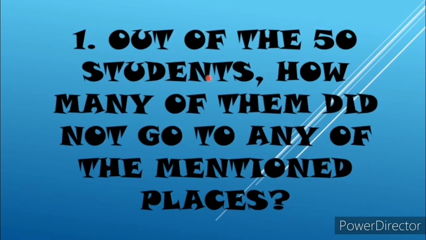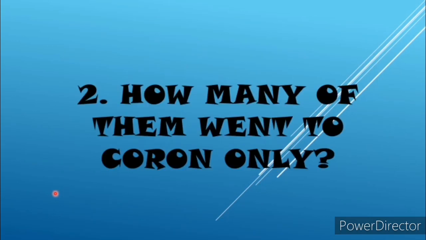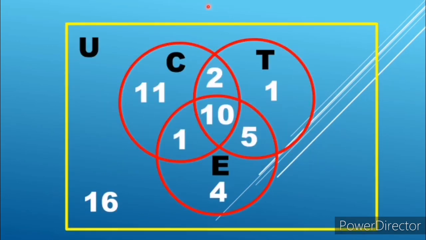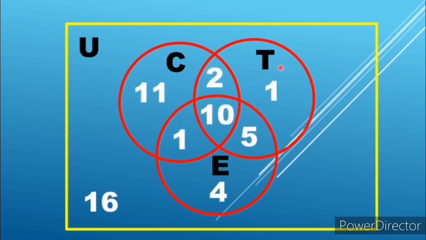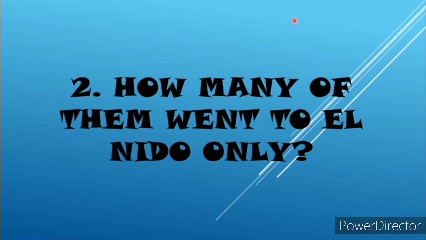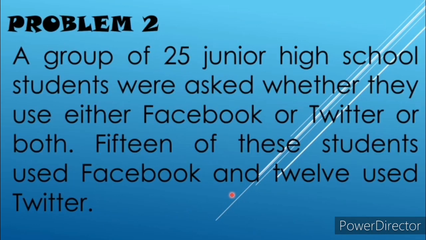Okay. Mas maintindihan nyo, out of the 50 students, how many of them did not go to any of the mentioned places? So eto yon, 16. Kaya nasa labas siya ng Venn diagram. Okay. How many of them went to Coron only? So eto yon, 11 yung nagpunta sa Coron lang. How many of them went to Tuba Taharif only? So merong isa na nagpunta lang sa Tuba Taharif. And how many of them went to El Nido only? So merong 4 na nagpunta lang ng El Nido. Okay, so that is our example number 1.